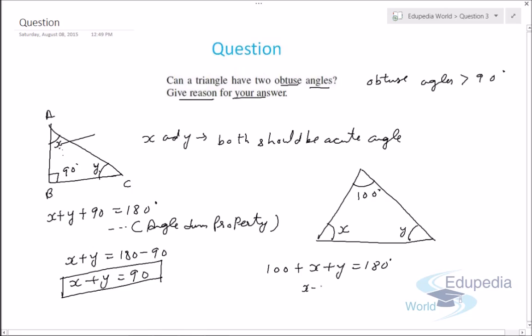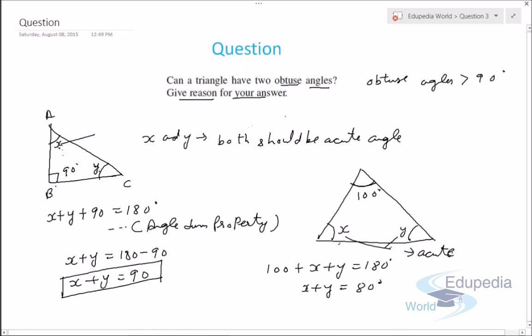This means x plus y should be equal to 80 degrees. Again, both of these angles should be acute. We can see very easily, the sum of the angles is 80 degrees, so both of the angles should be acute angles. So we can clearly see that if we take a 90 degree angle, then also both the angles should be acute, and if we take one obtuse angle, then both the other angles should be acute.